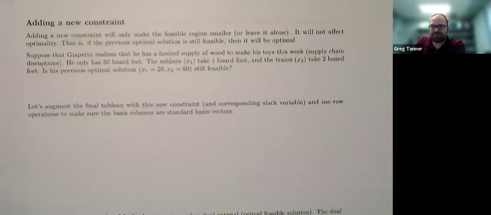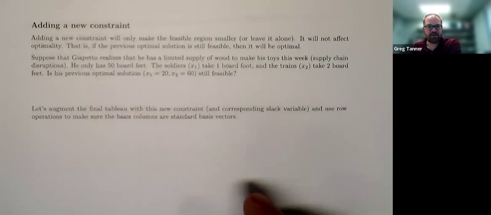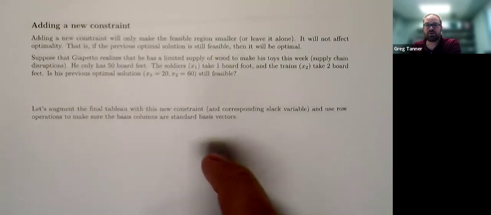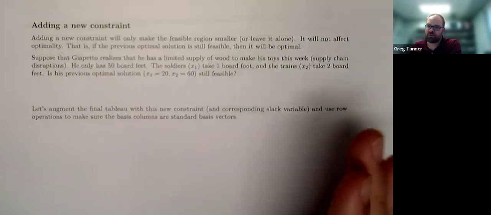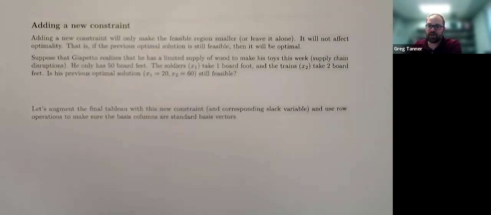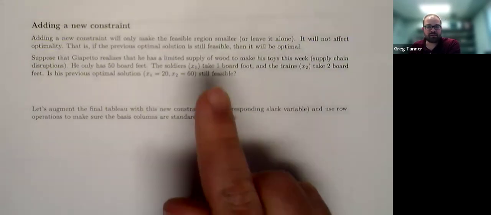Okay, continuing on our sensitivity journey, we just talked about what happens if you add a new variable. Well, next up, we got to talk about what happens if you add a new constraint. So adding a new constraint will make the feasible region smaller or potentially leave it alone. If the constraint is sort of away from the feasibility region, it might not really affect anything. It will not affect optimality.